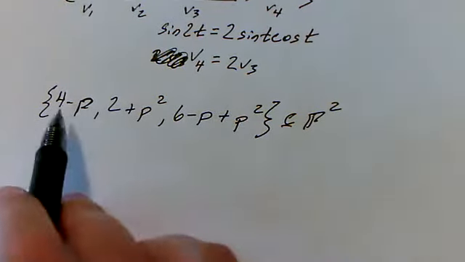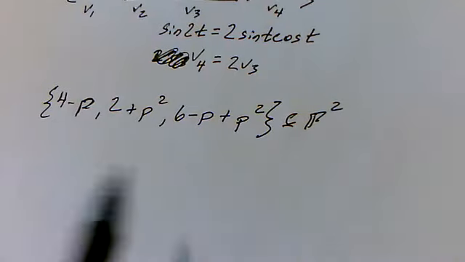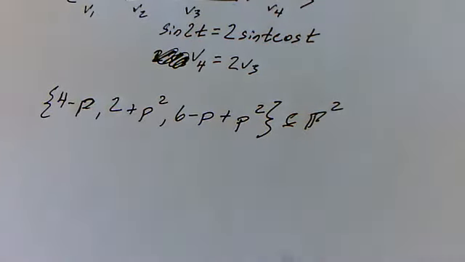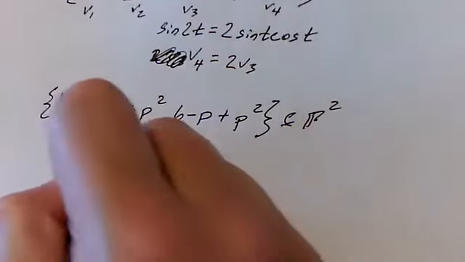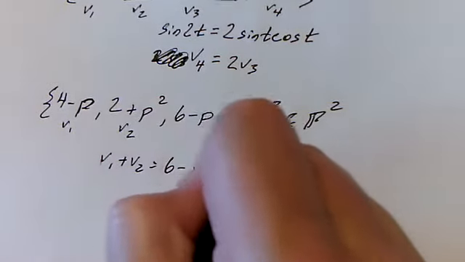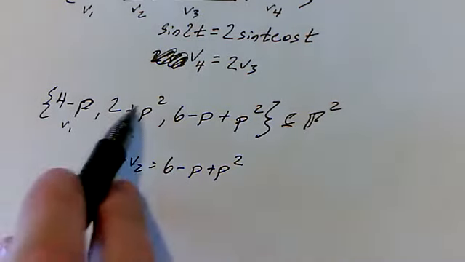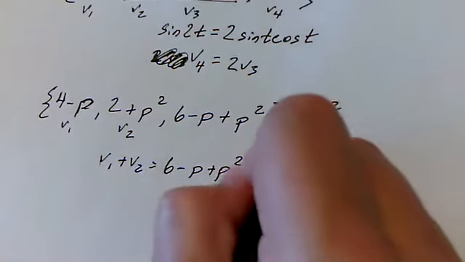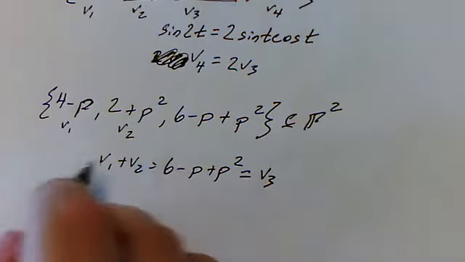So we're looking at this to say, okay, are any of these multiples of each other? Well, I have a hunch they might be because 4 plus 2 is going to give me 6. So if I look here, v1 and v2, if I add them together, I get 6 minus p plus p squared. 4 plus 2 is 6. Minus p is still there. P squared is still there. So that is exactly v3. So these are multiples of each other.